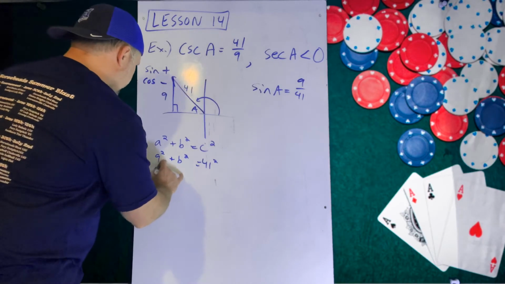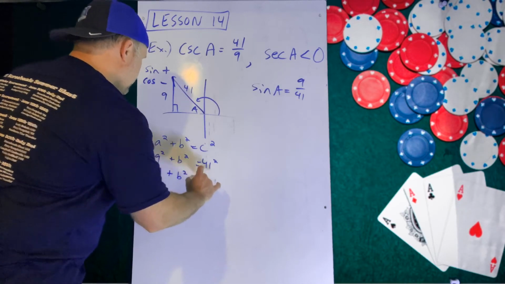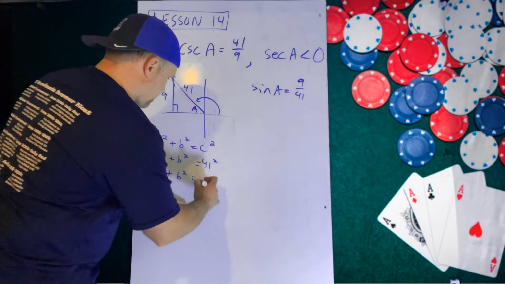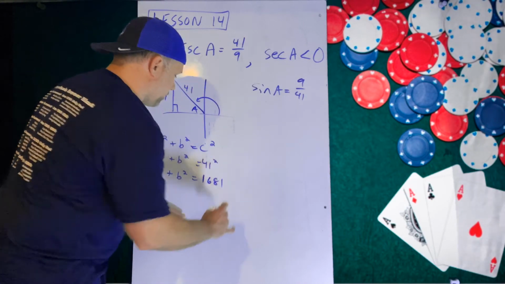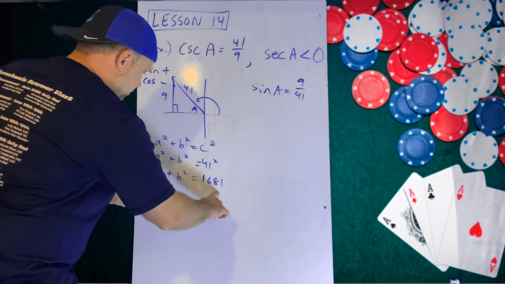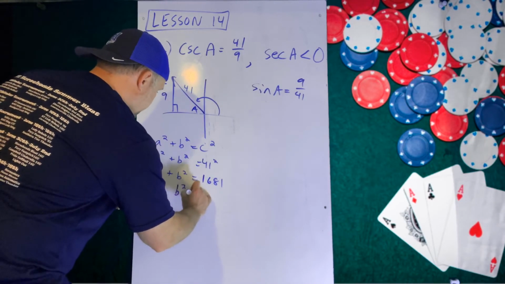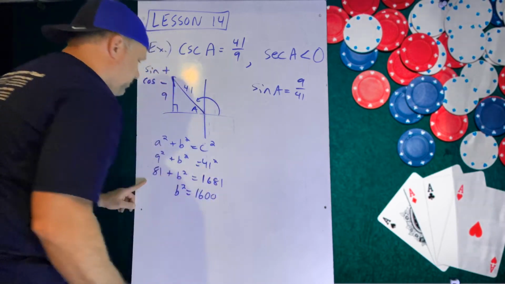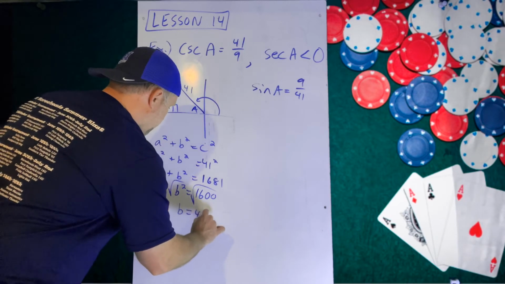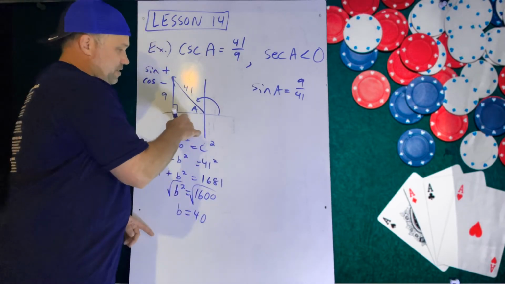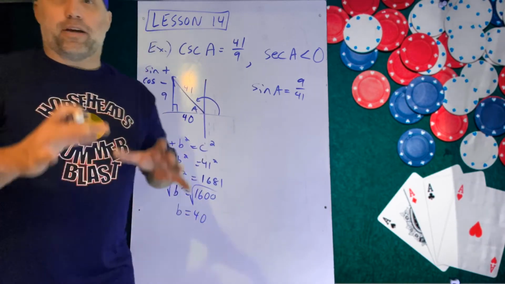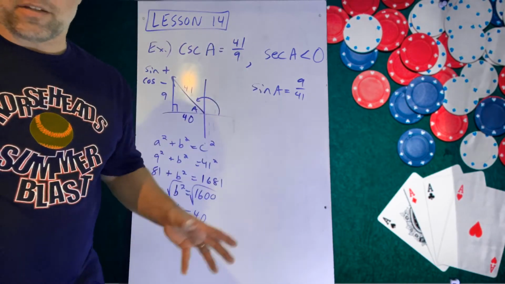All right, 9 squared is 81. 41 squared is actually 1,681. You can do that on a calculator if you need to. Subtract the 81 over to the other side, and you get B squared equals 1,600. Square root both sides, and you find out that B is 40. So that means this missing side right here is 40. Now I've got everything I need to find all 6.